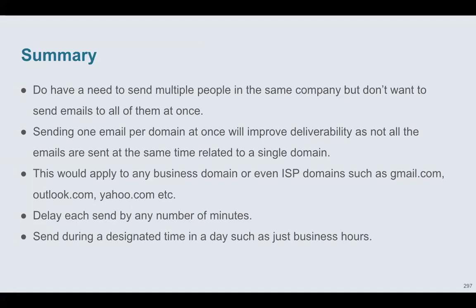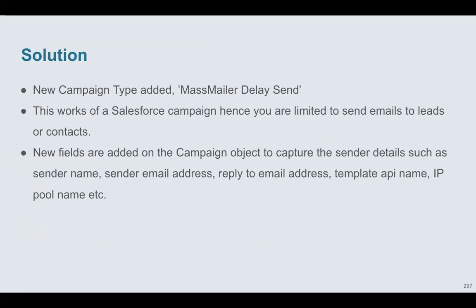So MassMailer has come up with a solution for this. Currently it's enabled only for campaigns, which means you're limited to leads and contacts only. There are certain sequence of steps that you have to follow. I'll go through all of that, but just assume that there's a new campaign type called MassMailer delay send. And then there are additional fields on the campaign, such as the sender name, sender email, reply to, the template API name, IP pool, and so on. Some custom fields have been added to the campaign.